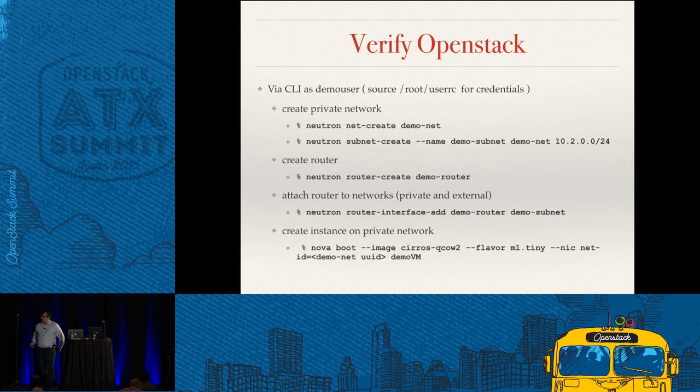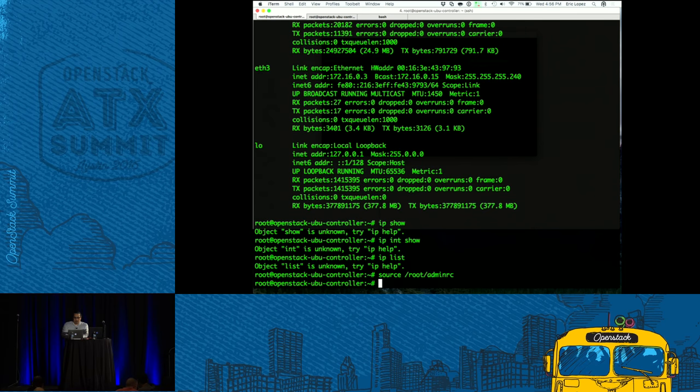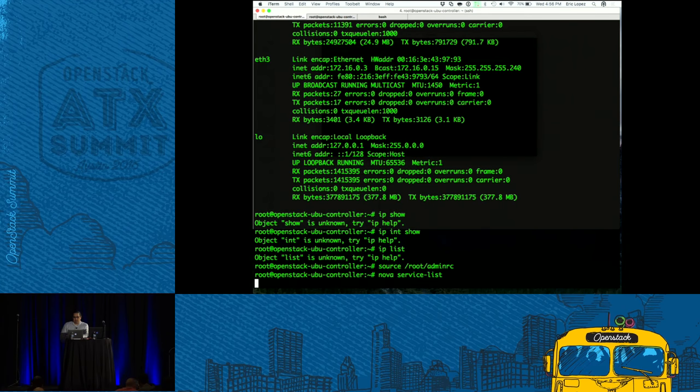The first thing we want to do is source the /root/admin rc, because we're going to validate that all the services are running before we run some of these commands. So I'll show you what we're going to do next. The first thing we're going to do is nova service list. Make sure that we have at least one running compute and all the Nova services running.